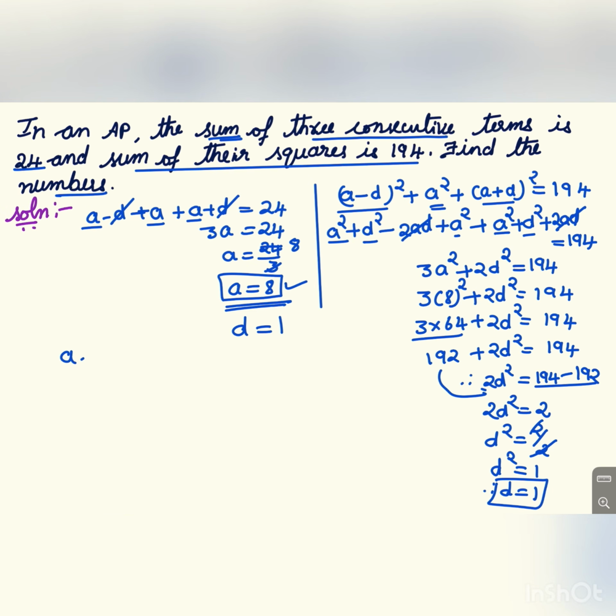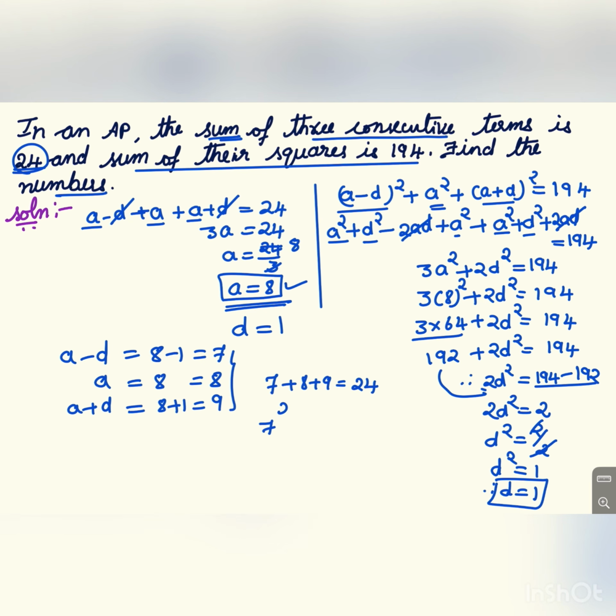Then we can write down these three consecutive numbers of the AP. a minus d is 8 minus 1, which is 7. And a is 8 itself. a plus d is 8 plus 1, that is 9. 7, 8, 9. If we add them, we will get 24, which is given to us.